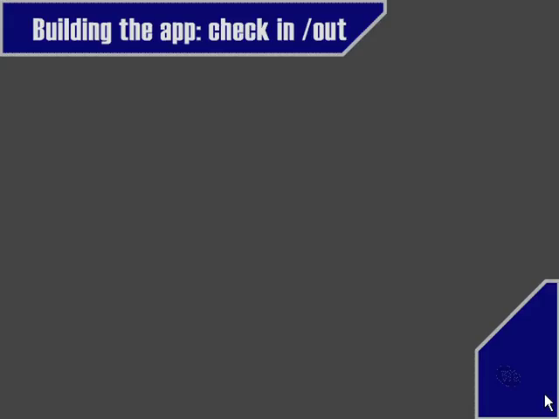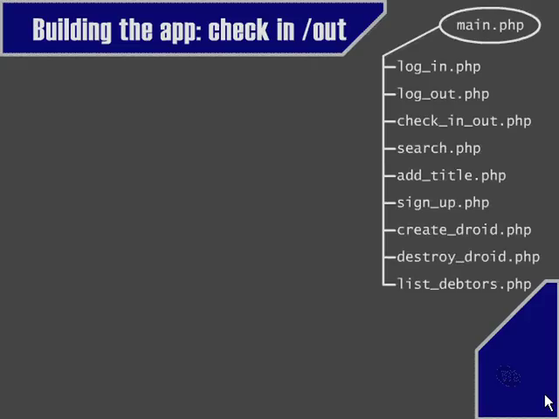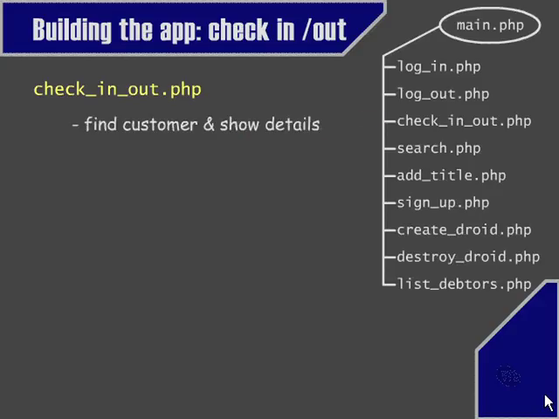Now we're going to look at a more complex function of our application. This is the check in out script, in which the employee is able to check a video in or out of the video shop. First thing that they need to be able to do with this part of the application is to bring up our customer's details so that they'll know who to check the video out to.